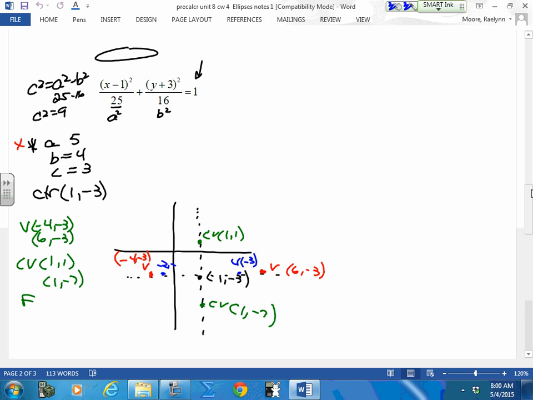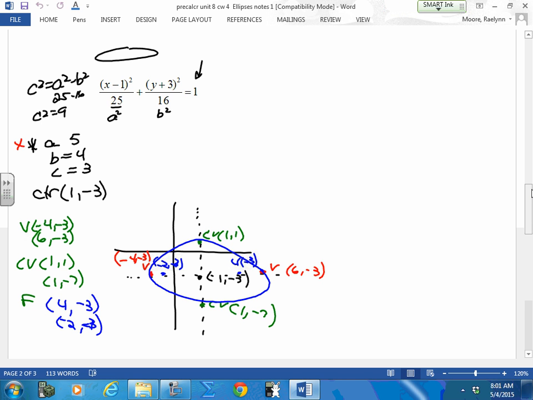I know this is off a little bit, but that's okay. Negative 2, negative 3. So foci at 4, negative 3, and negative 2, negative 3. So here's your ellipse. I stink at drawing these. But it's kind of more oblong here, along your x-axis. Everybody okay with that? That's all we have to do.